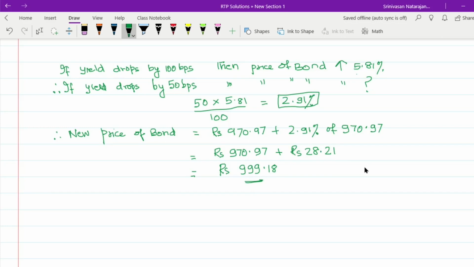That is, if the yield drops by 50 basis points, then the bond price will increase from 970.97 to 999.18. So I hope you found this useful in understanding the concept of duration and modified duration.